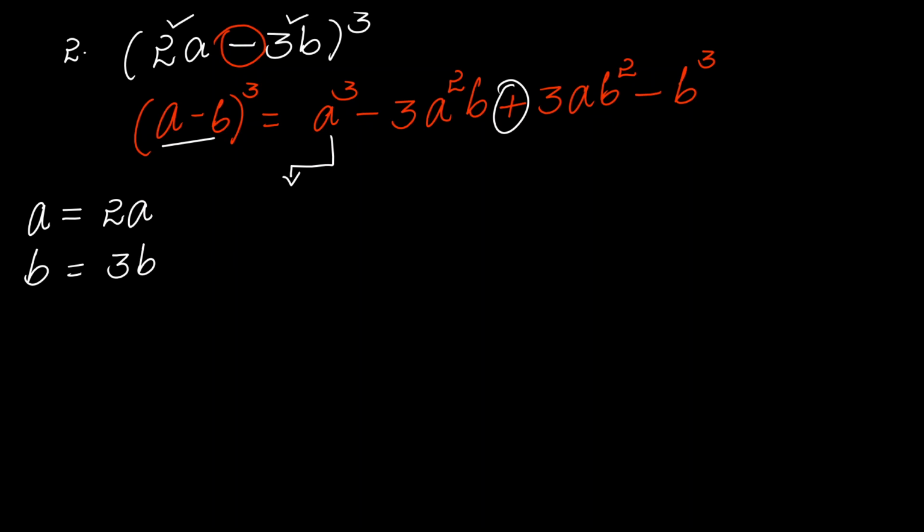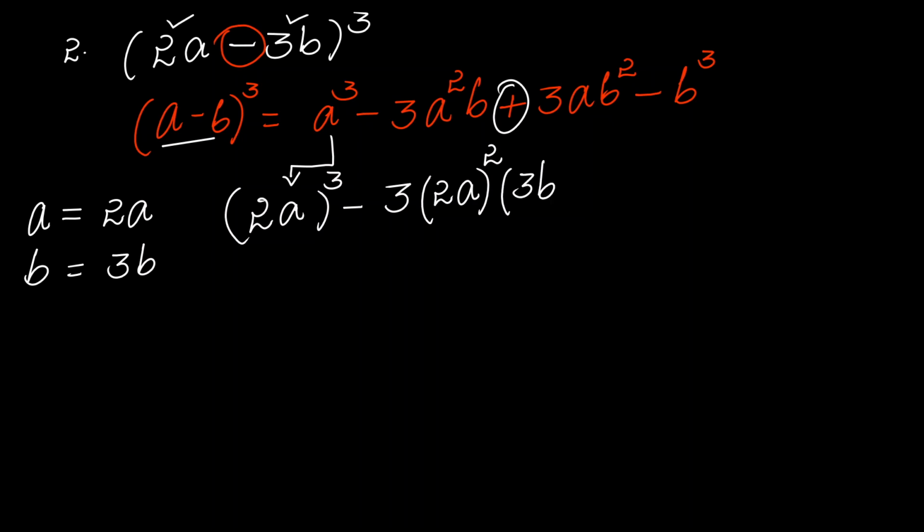In the formula the first term is a to the power cube. So what is a here? A is 2a. So you write (2a) to the power cube. This cube is applicable for 2 and a. Now let's move to the next term. Here in the next term we have minus 3a square b. So write minus 3, and in the place of a, you are writing (2a) to the power square and close bracket. In the next we have b. So what is b? So multiplied by 3b. In the place of b, we are writing 3b.